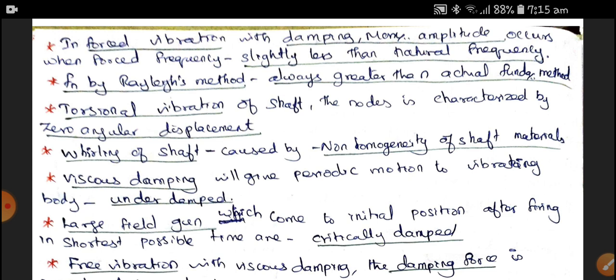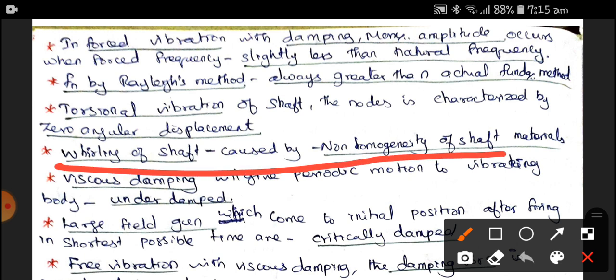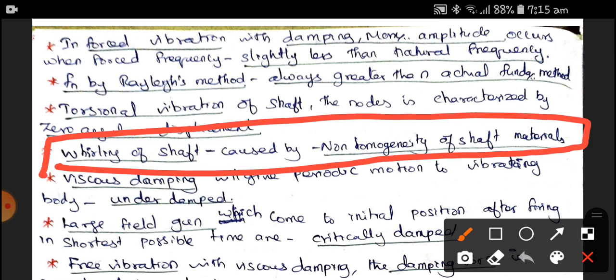Next, torsional vibration of a shaft. The nodes are characterized by zero angular displacement. At the node there is no displacement. The whirling of shaft is caused by non-homogeneity of the shaft material. This is an important thing. Wherever whirling happens, it is due to non-homogeneity of the shaft material.